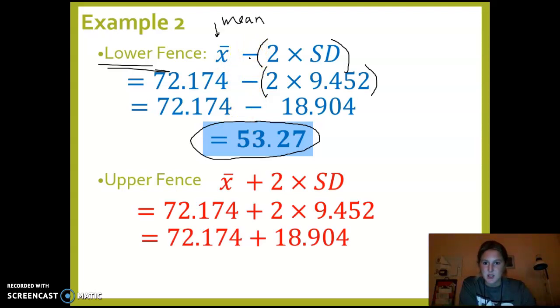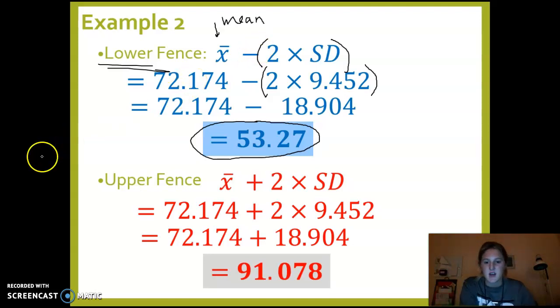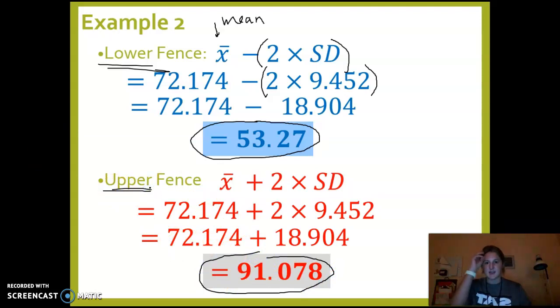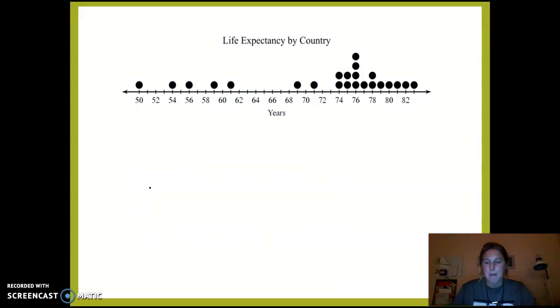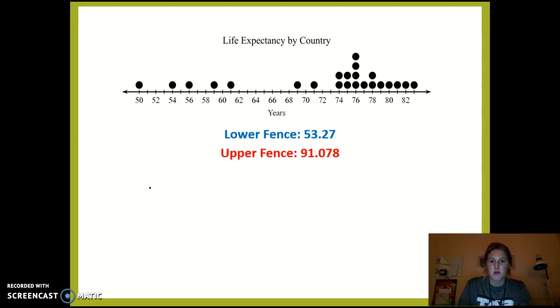When you add 72.174 and this 18.904 number, we're getting an upper fence of 91.078. Remember, this is the upper fence, so anything higher than that is going to be an outlier. So let's go back and look at our dot plot. We're remembering our fences. Anything lower than 53.27 is an outlier, and anything above 91.078.